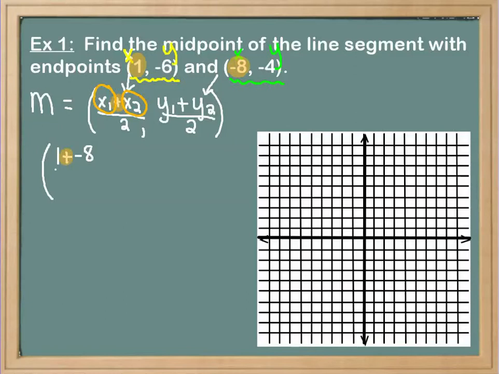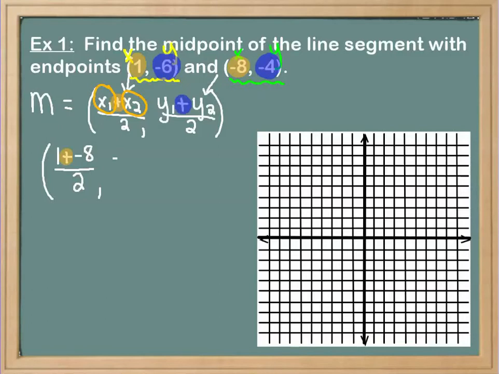Then you divide by 2, because what you're doing here is taking the average of the x's. That'll result in the middle x value. All right, to do the y is very similar. I'm going to take the y value from the first point and add it to the y value of the second point.